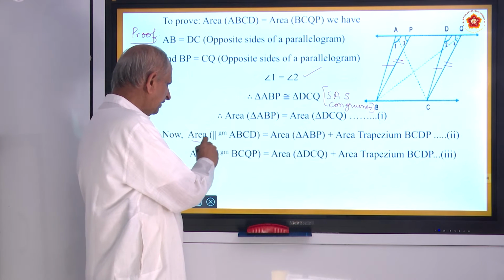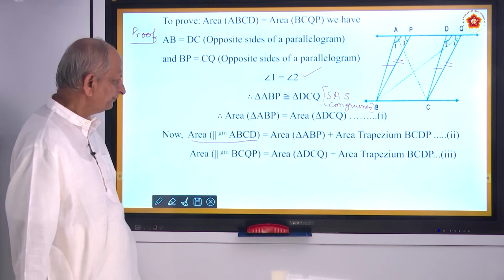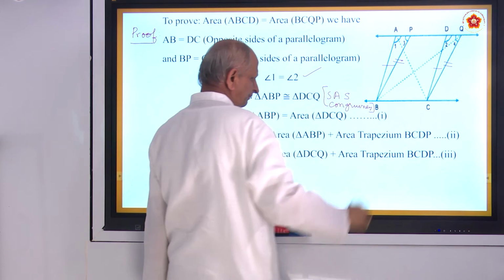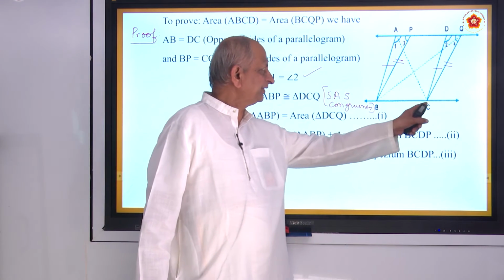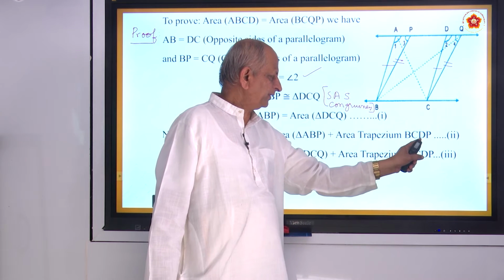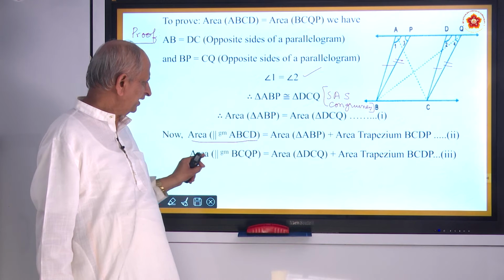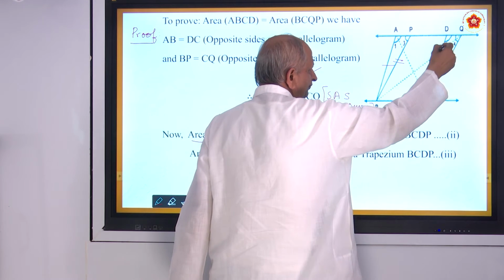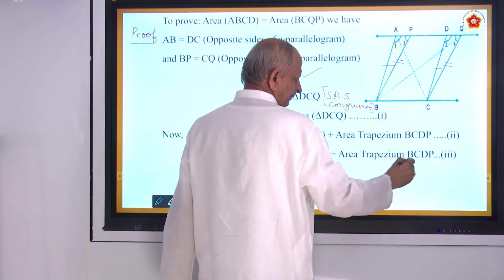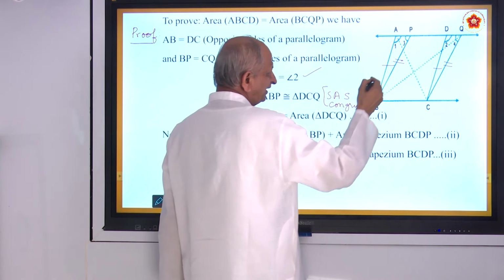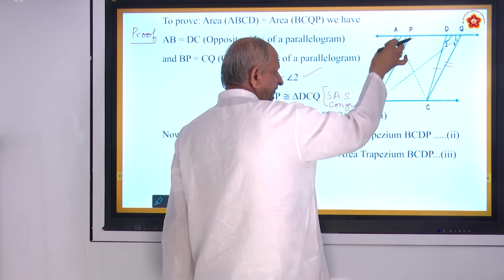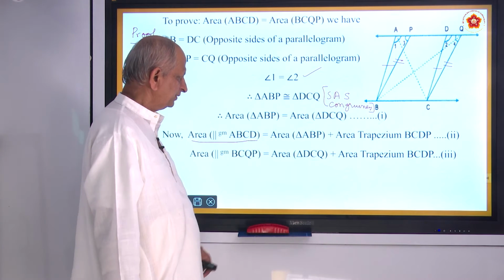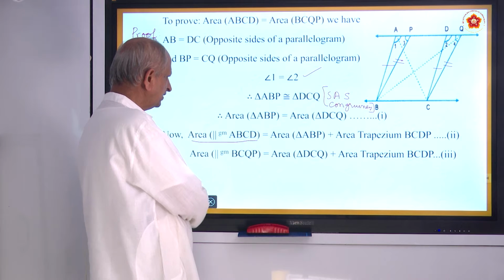So, area of parallelogram ABCD is equal to, see this small triangle here, ABP plus trapezium. This is called trapezium. What is the name of that? BCDP. So, area of trapezium BCDP. Similarly, area of parallelogram BCQP is equal to area of this triangle plus trapezium BCDP. So, BCDP is a trapezium in between. For that trapezium you are adding a triangle on the left side, and on the right side. So, now we have proved that these two triangles are equal and this is common in both. Therefore, you can say last point.